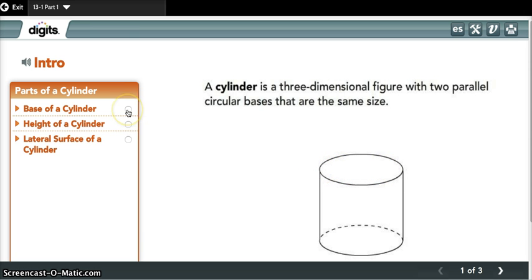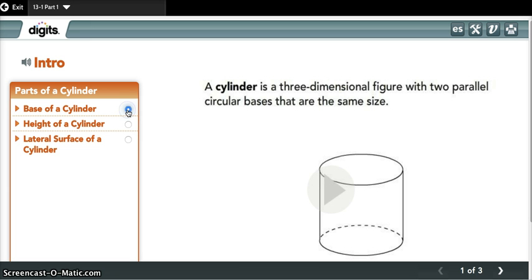Okay? When we're finding surface area of any shape, it means we're finding the area of the surfaces. We're not worried about the volume, how much it can hold. We're worried about how much space the outside covers. A lot of times you'll hear people say how much wrapping paper will cover an object. It's the total area of all the outside faces.